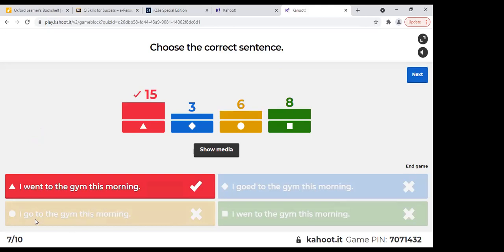And how do you know this is wrong? I go to the gym this morning. Because that is not in the past; this is past. So "this morning" is the clue. If the sentence stopped here, "I go to the gym," that's correct. But as soon as you say "this morning," it makes the sentence past. So it has to be "I went."